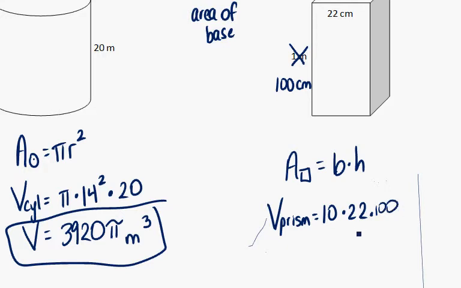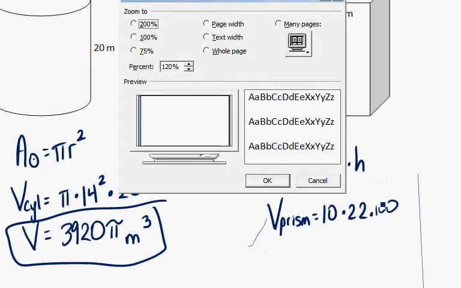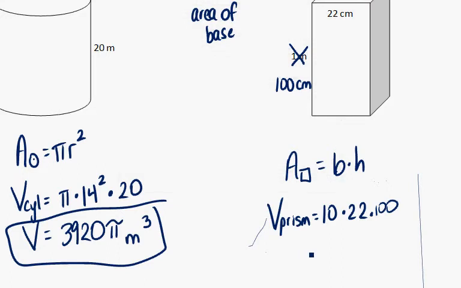I need to make sure that my units match up in order to correctly find the volume. So my volume equals 10 times 22, which is 220, times 100, which is 22,000 centimeters cubed.